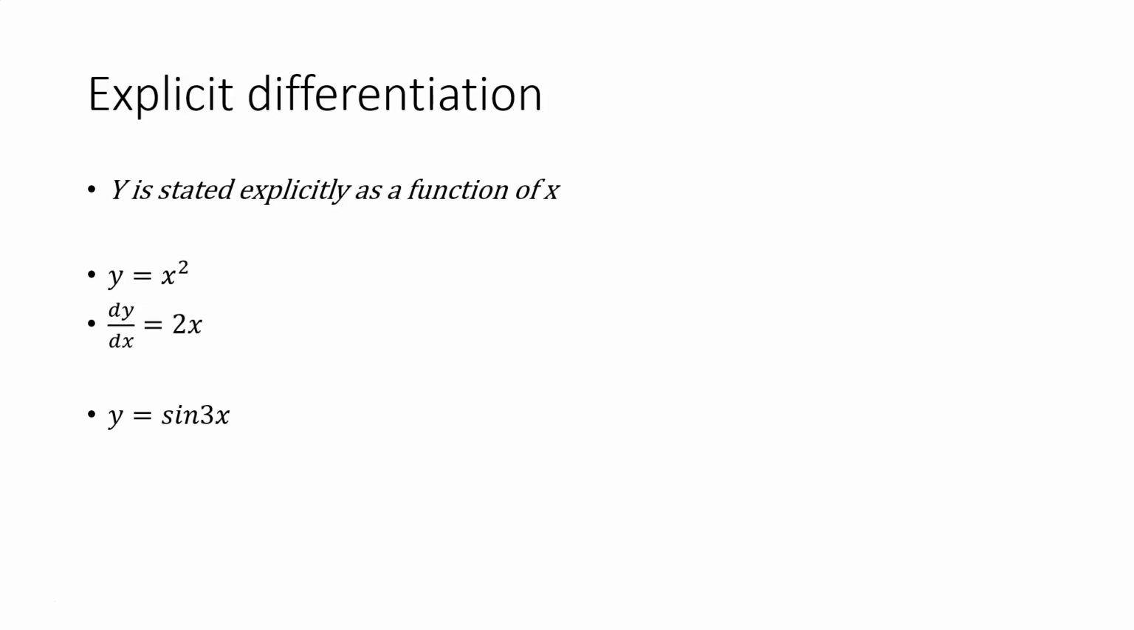Same with this equation, y is equal to the sine of 3x. Again, that's a pretty simple way to take a derivative. dy/dx is equal to 3 times the cosine of 3x. That's the chain rule. The other was the power rule, and this one is the chain rule. So when you take implicit differentiation, y is stated implicitly in terms of x. It's no longer an explicit relationship.